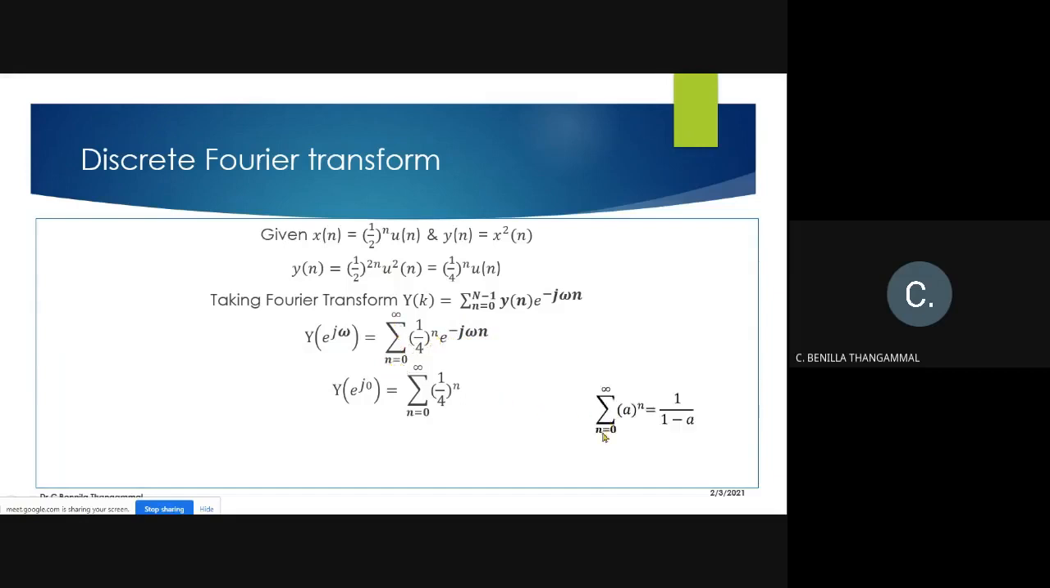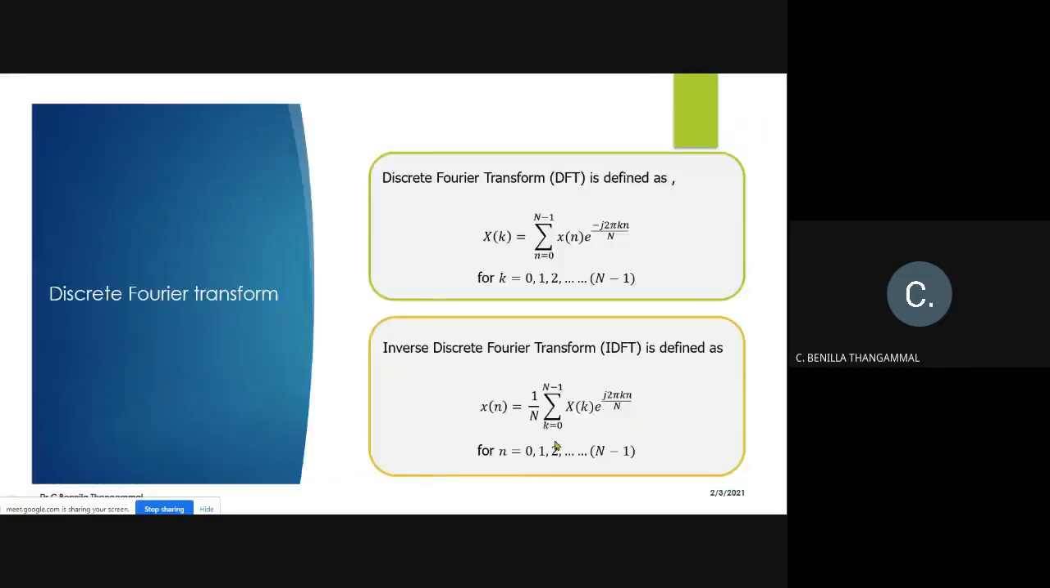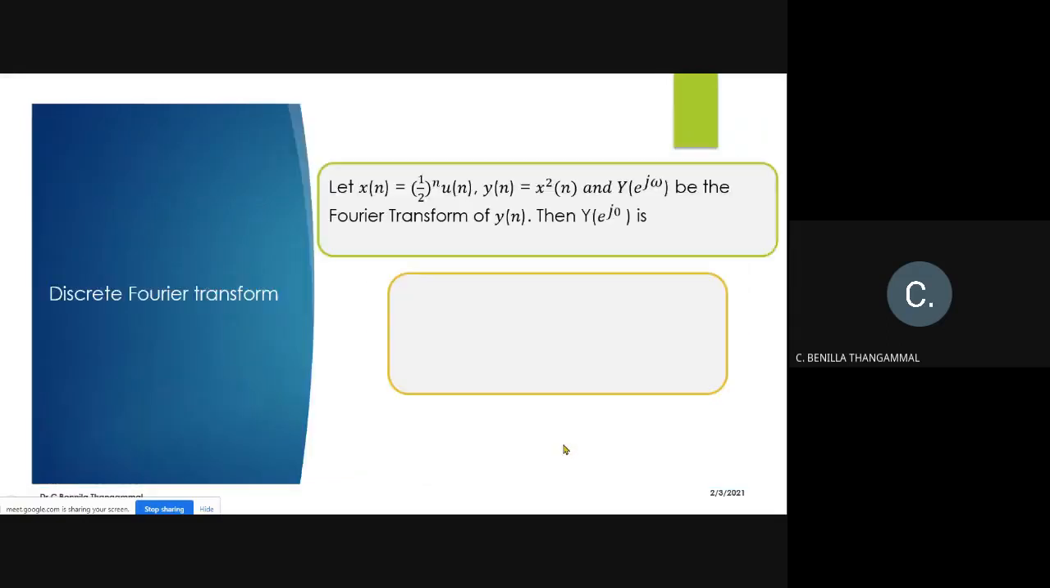You have the formula summation n equal to 0 to infinity a power n as 1 divided by 1 minus a. Here the a value is 1 by 4. So 1 divided by 1 minus 1 by 4 is equal to 4 by 3. So Y of e power j0 is nothing but 4 by 3. Option D.